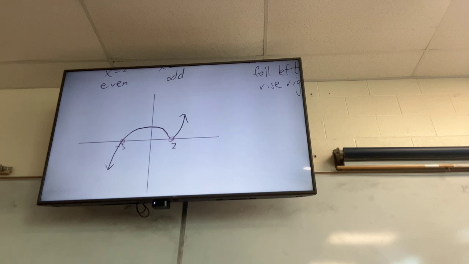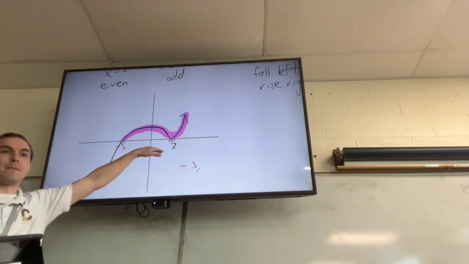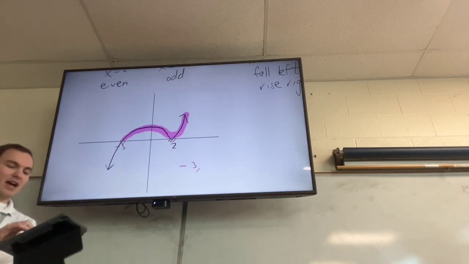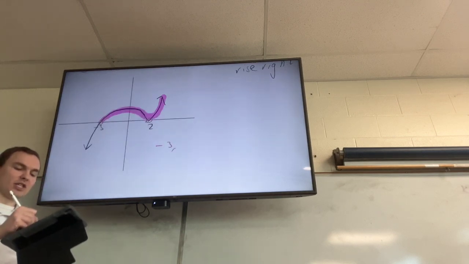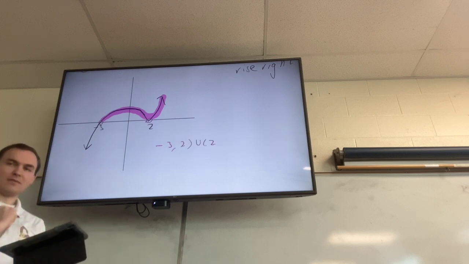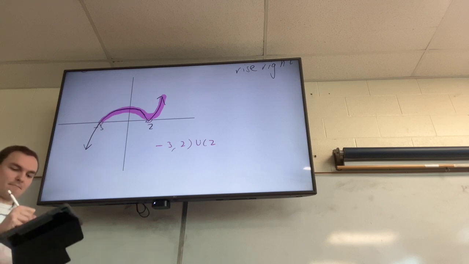So I'm still going to shade where? Above. Good. I'm still going to shade above. What's my interval going to be now? -3 to what? 2. Ooh, good job. You guys got that, right? Is 2 part of my shaded region now? No, I have to omit 2. How do I indicate that 2 is not part of my shaded region anymore? Parenthesis, 2, parenthesis, U, parenthesis, 2. Okay, like that.